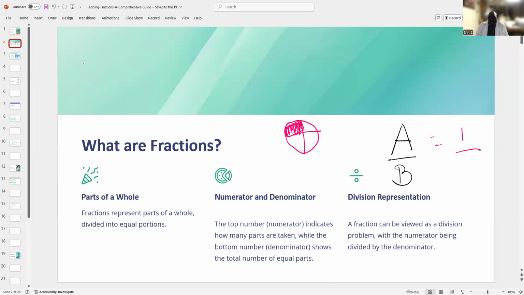A denominator is what? Dear friend, a denominator is the bottom number. It's telling you the total number of equal parts. So how many parts are in this pizza right there? 1, 2, 3, 4. Don't forget those parts are equal. So in this case, the kid just ate 1 slice of pizza and we got 4. So he ate 1 out of 4.